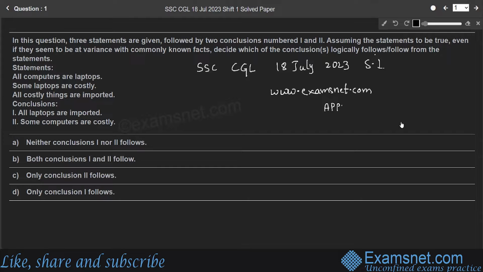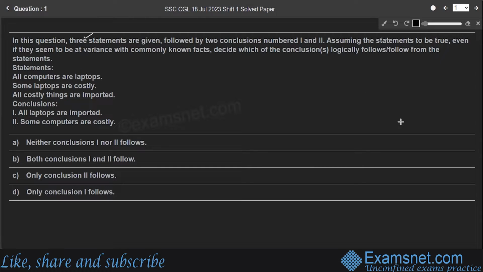Let's begin with question number 1. In this question, 3 statements are given, followed by 2 conclusions numbered 1 and 2. Assuming the statements to be true, even if they seem to be at variance with commonly known facts, decide which of the conclusions logically follow from the given statements. So let us represent these statements in the form of a Venn diagram.